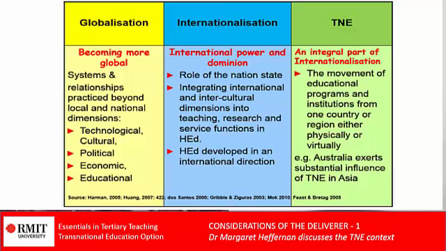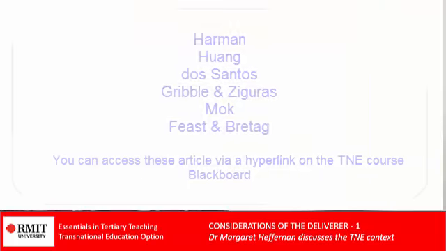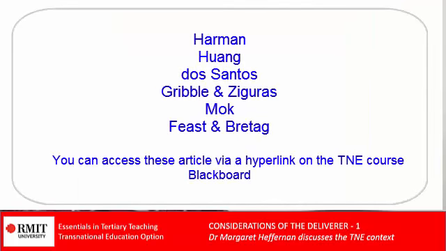Now, transnational education is an integral part of internationalisation, and it's the movement of educational programs and institutions in one country or region, either physically or virtually. And Australia, and particularly RMIT, exerts substantial influence of TNE in Asia. But I'd encourage you to look at the reference list, and in particular Harman, Huang, Dos Santos, Gribble and Zaguros, Mock and Feast and Breitag to explore these definitions in more detail.